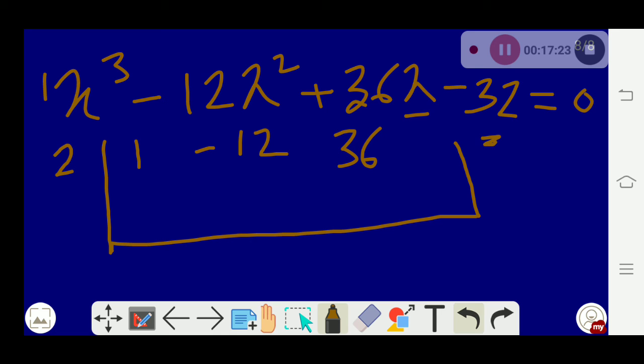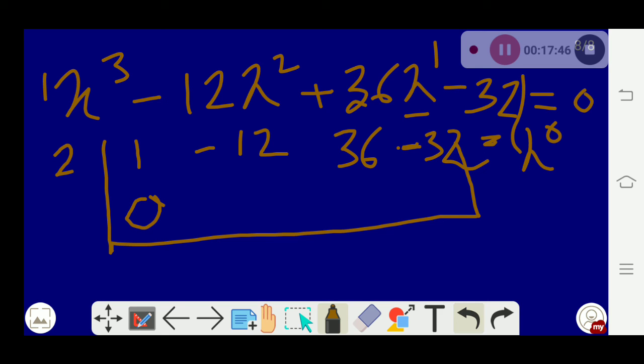The coefficient of 32, I mean nothing is here, right? Actually it is lambda to the power 0. It is lambda to the power 1. So lambda to the power 0 is minus 32. Take care of the sign, okay? So we need to put 0 over here.